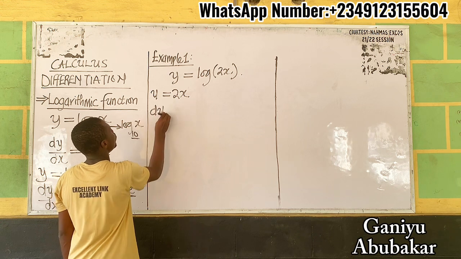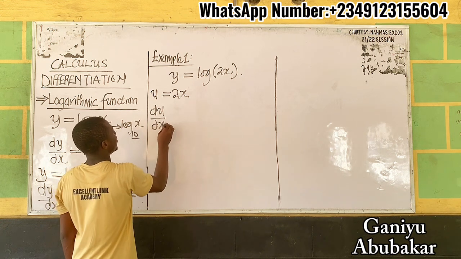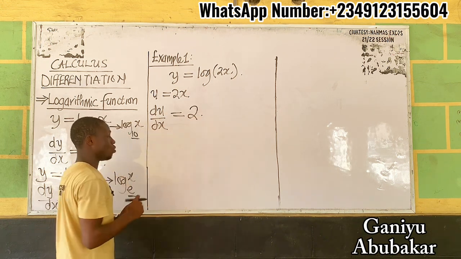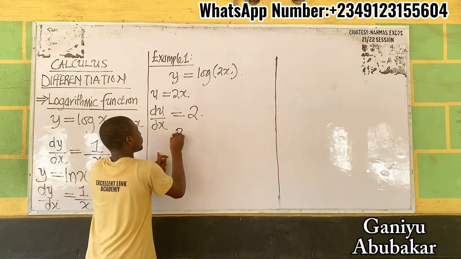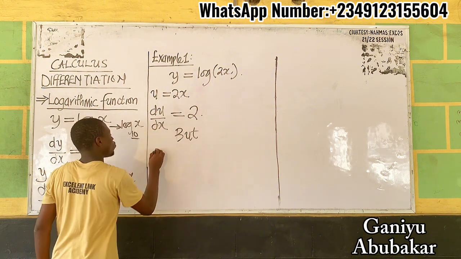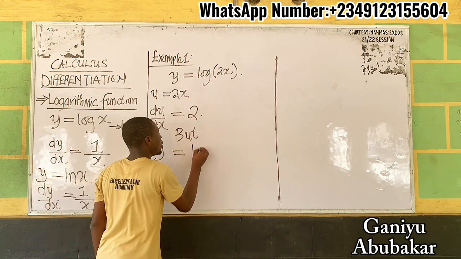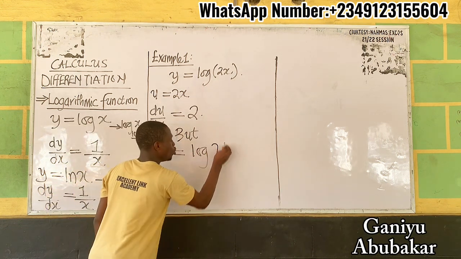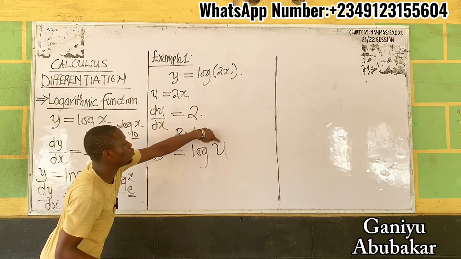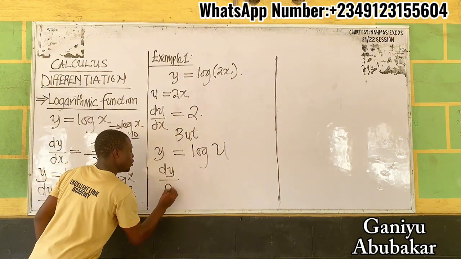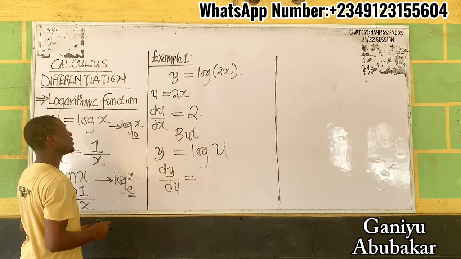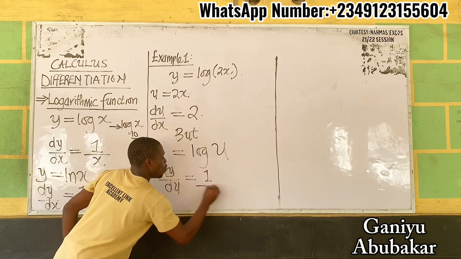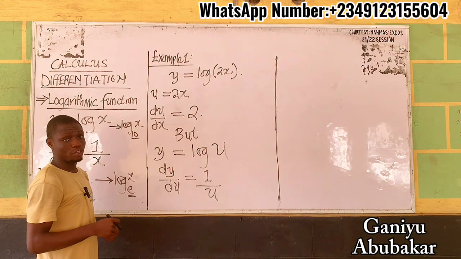I'll have du over dx equal to, differentiate 2x, I'll have 2. That's all. Next task, from the question I have y equal to log 2x. But 2x now is u, so I write log u. I have y, I have u. It means dy over du is equal to, we said differentiate log x, 1 over x, so differentiate log u, that becomes 1 over u.